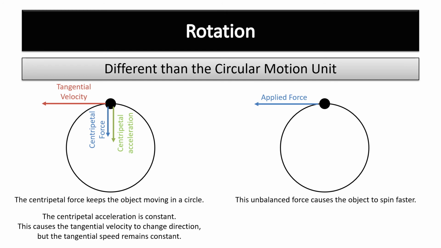This is just a very broad, very quick overview about what this rotation unit is all about. This is where we're going with it. So an unbalanced force is going to be applied to this, which causes the object to spin faster.